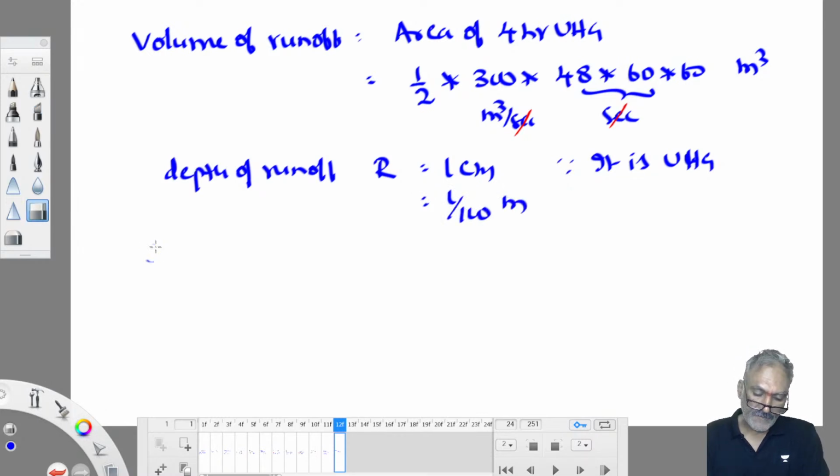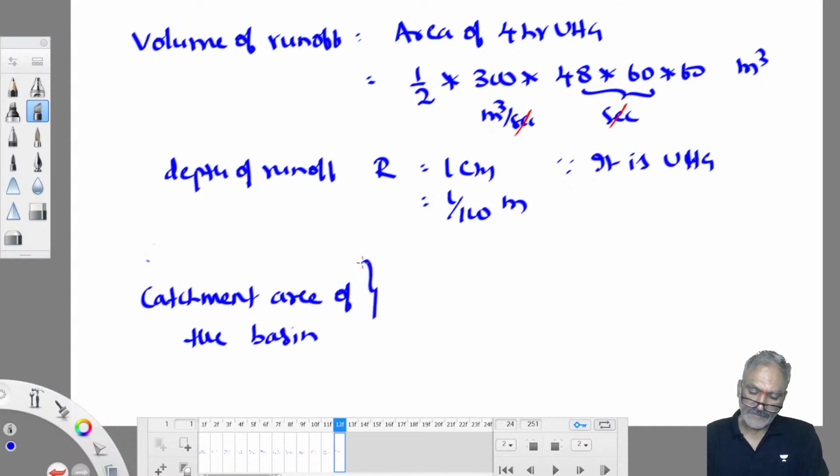Therefore 1 centimeter means it is 1 by 100 meters. Therefore the catchment area of the basin, basin means catchment only, is equal to the volume of runoff by depth of runoff.